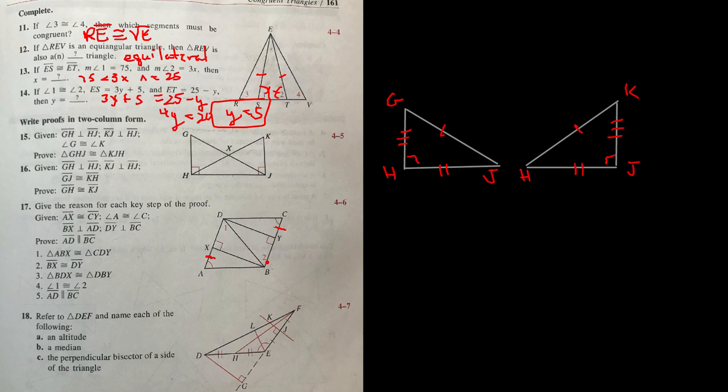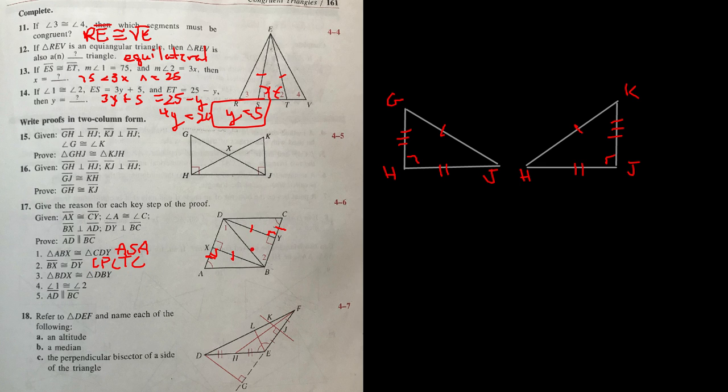BX is perpendicular to this line, DY is perpendicular to this line, and we're just supposed to prove that AD is parallel to BC. All right, so this is a little bit more complicated proof, but they're giving us all the steps. So the first one is we're proving that these two little triangles are congruent, and we can prove that they're congruent by angle, side, angle. Because this is a right angle and this is a right angle, so right angles are congruent. This is a right angle, so it would be angle, side, angle for this one. Angle, side, angle. And then we're going to say BX is congruent to DY, and that would be CPCTC.